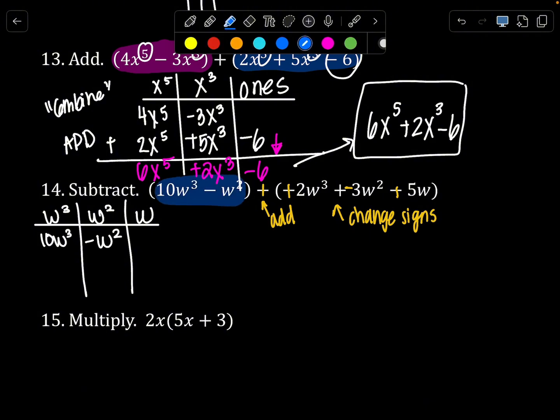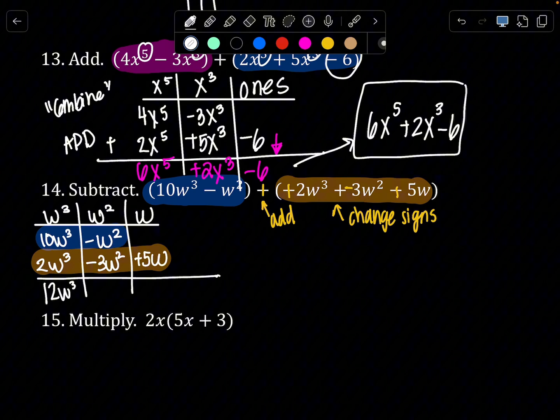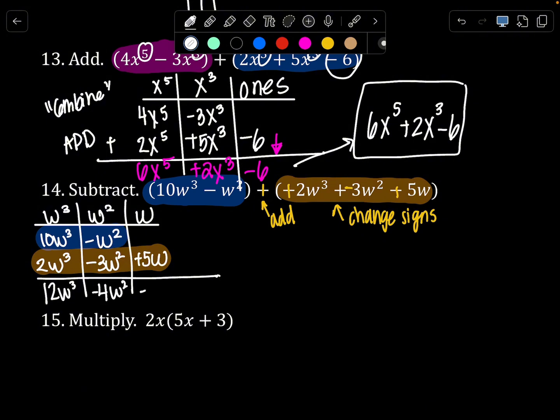And then you have these guys down here. Stack them one on top of the other. 2w to the power 3 minus 3w squared plus 5w. Combine like terms. This is 12w to the power 3 minus 4w squared plus 5w. Your final answer, therefore, is this guy.